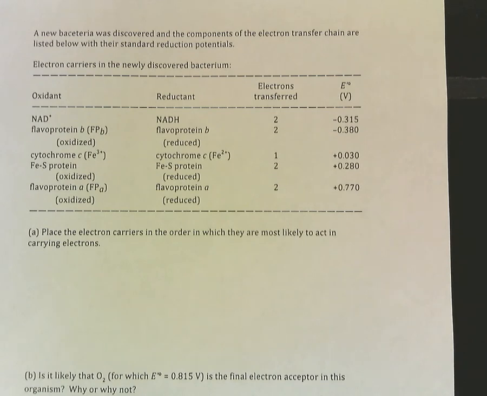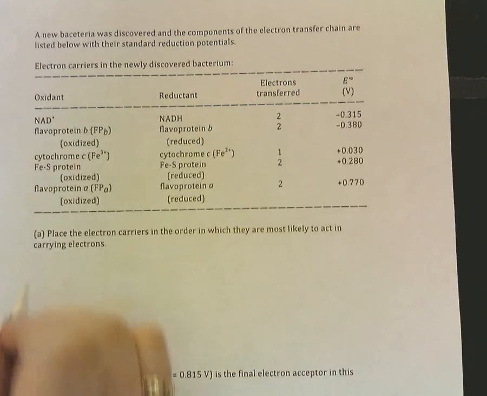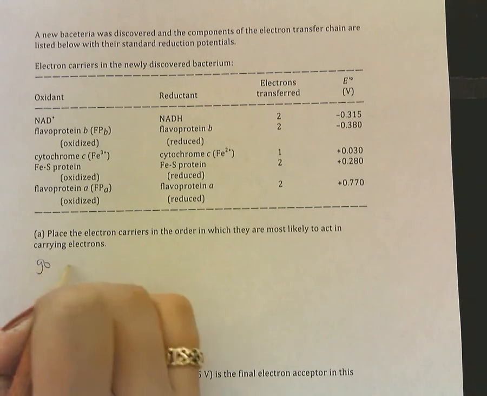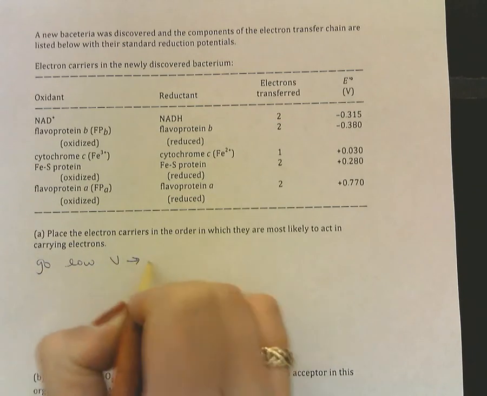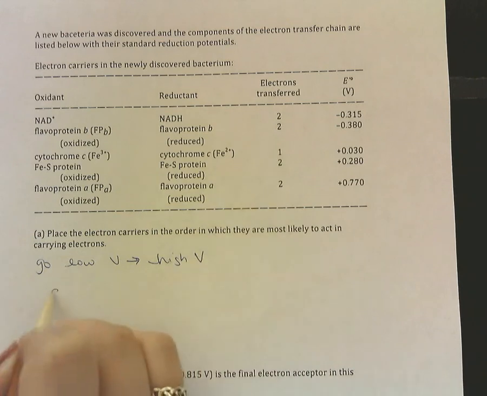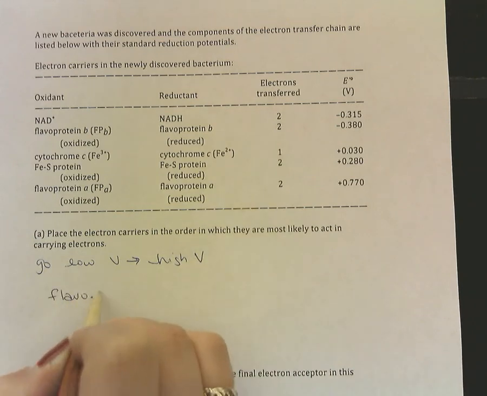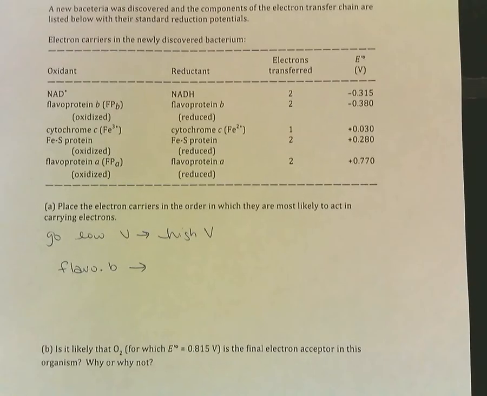Lowest voltage to highest voltage. So what should be the first component of the electron transport chain? The second one, the flavoprotein B. Okay. All right. So flavoprotein B will be the first component of the chain. What should be the second component of the chain? The NAD plus, okay.